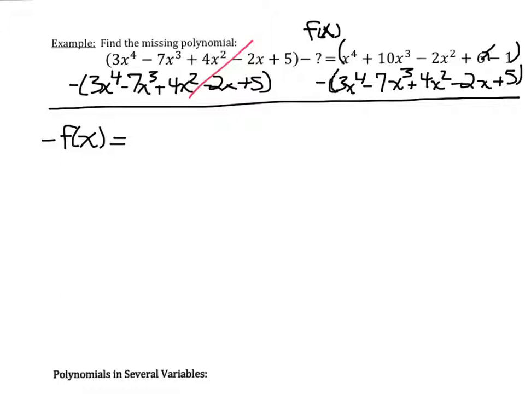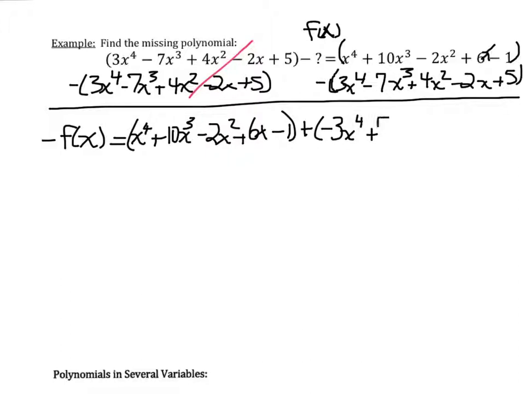And so what I'm going to do is add the opposite. So I'm going to have the x to the fourth plus 10x cubed minus 2x squared plus 6x minus 1, and I'm going to add the opposite of everything in this bottom parentheses, which is given right here. All right, so the opposite of a positive 3x to the fourth is a negative 3x to the fourth. I have a positive 7x cubed, a negative 4x squared, a positive 2x, and a minus 5.